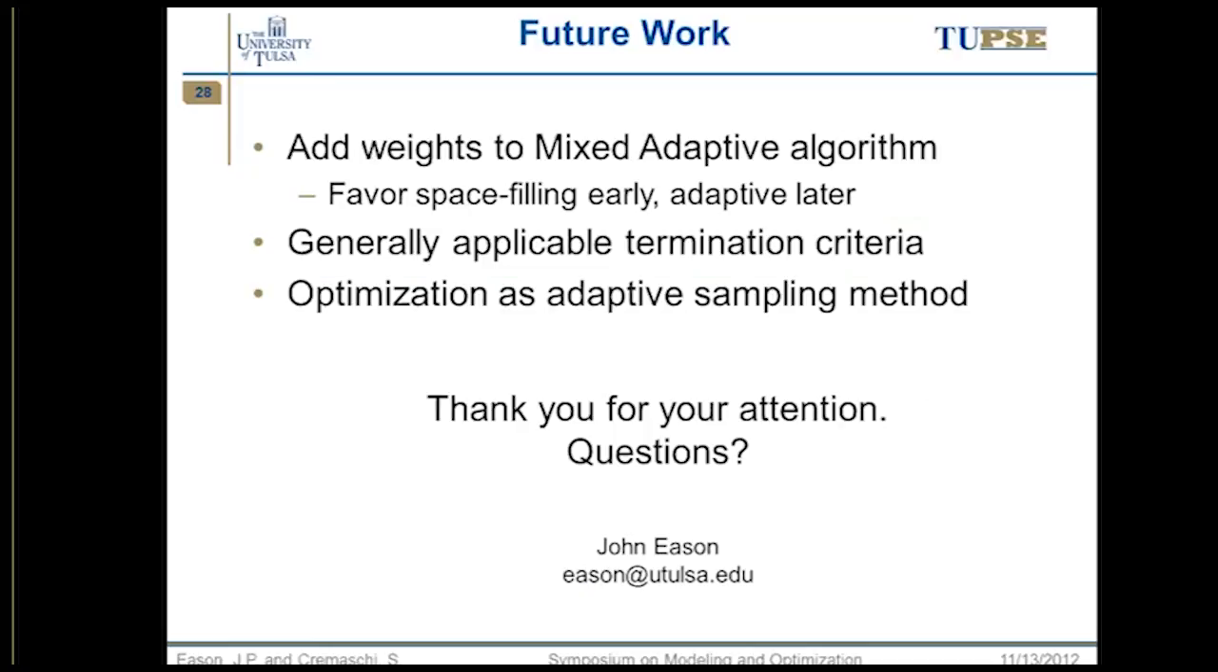And finally, we'd like to look at inclusion of optimization as an adaptive sampling method. When we had that bounds contraction, we could think of that as sort of an optimization being used as an adaptive sampling method. But perhaps we could include that earlier in the sampling process to prevent the need for just adding that on right at the end.